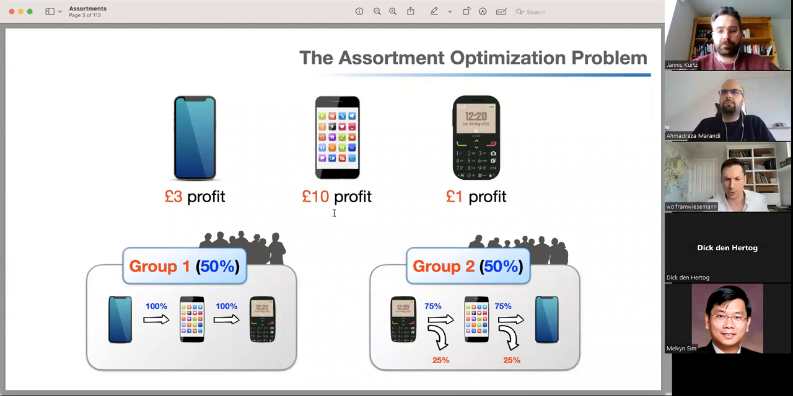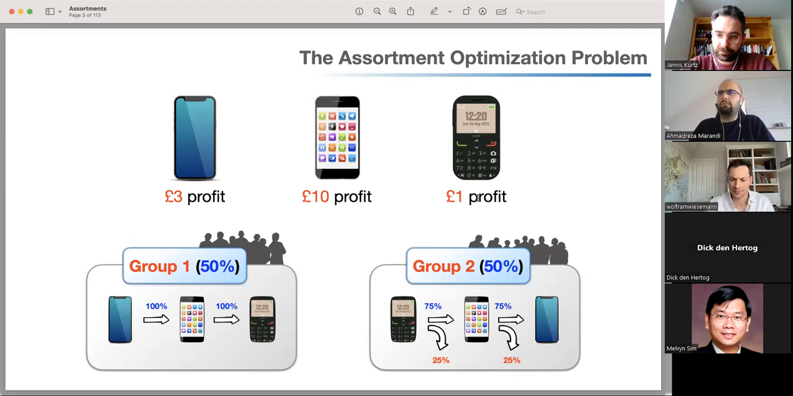Whereas group 2 has diametrically opposite preferences going from right to left. And this is indicated here by the probabilities, they consider an outside option. So for example, if the phone on the right is not available, a customer of group 2 has a 25% chance of leaving the store and buying a phone somewhere else.